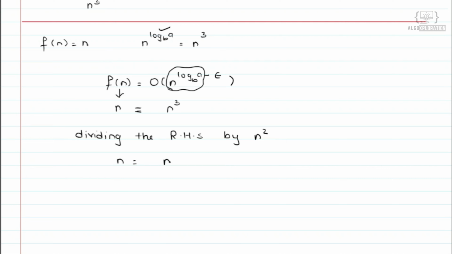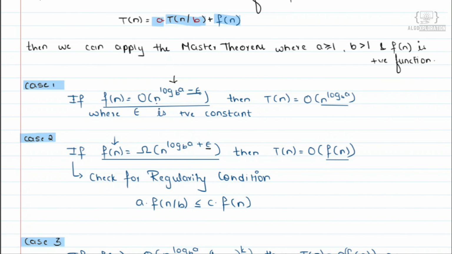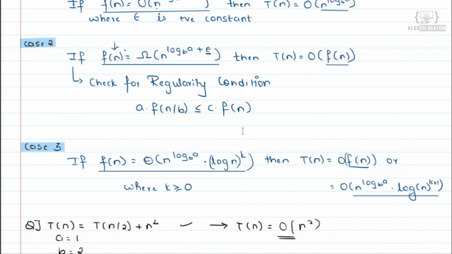It will be n cube by n square. So this term will be n raised to 3 minus 2, and this is nothing but epsilon. It says that the right hand side is bigger than n square from the left hand side. That's it. So here minus epsilon is nothing but n raised to epsilon times is bigger than f of n. Here n raised to epsilon times it is smaller than f of n. This is the significance of epsilon here. It is actually showing us how many times the left hand side or right hand side is bigger or smaller.